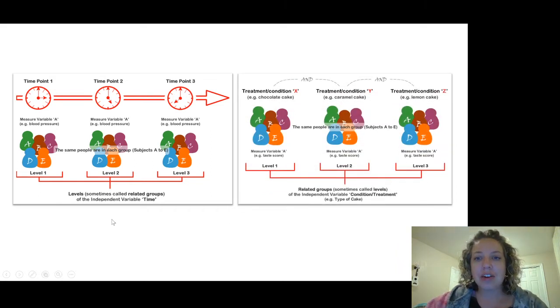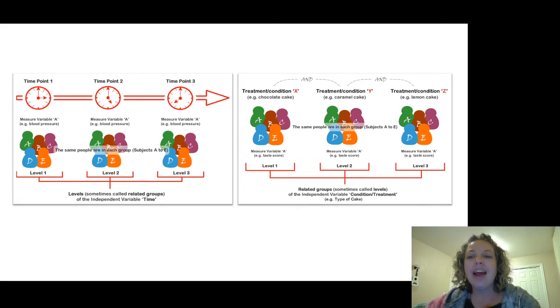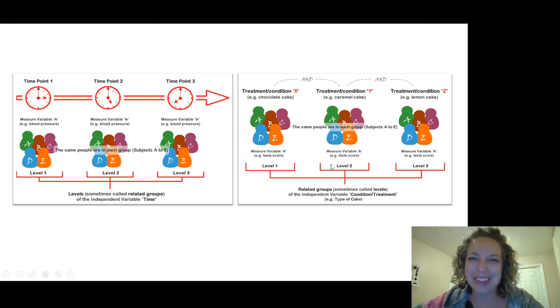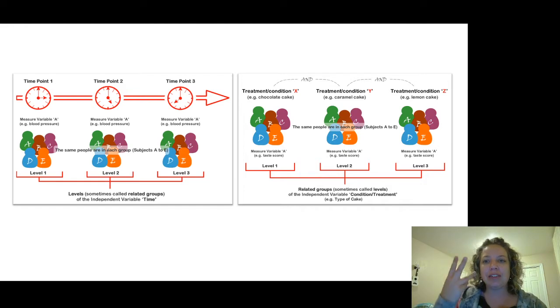The second diagram is if we have the same people under different conditions. So we might have these people and we see how much chocolate cake they eat or rate how much they like chocolate cake. And then we might ask them to rate their taste or how much they eat or how much they like of caramel cake. And the same thing for lemon cake. So in this, it says taste score, if I'd read my slides. So maybe we have people giving taste scores for 3 kinds of cake.